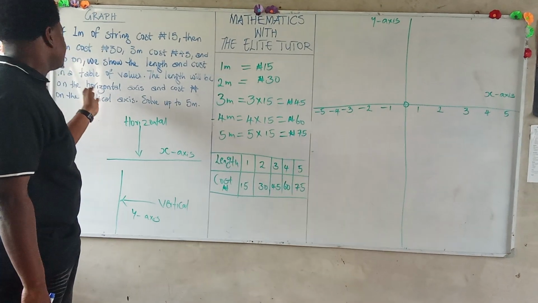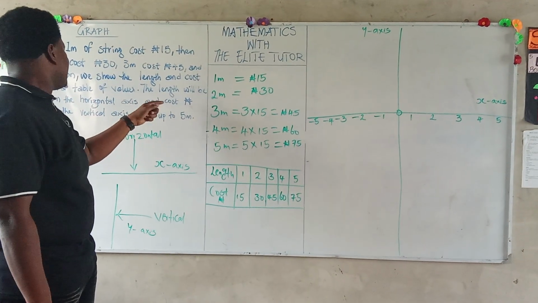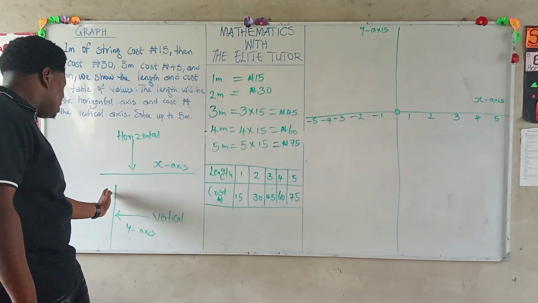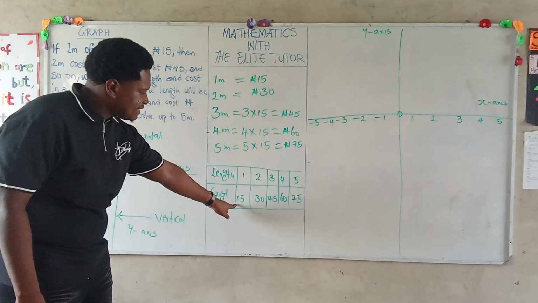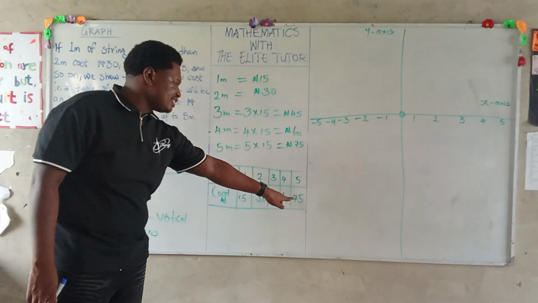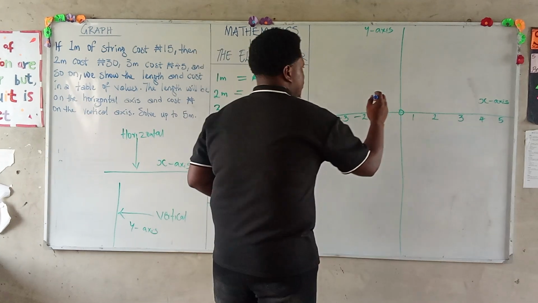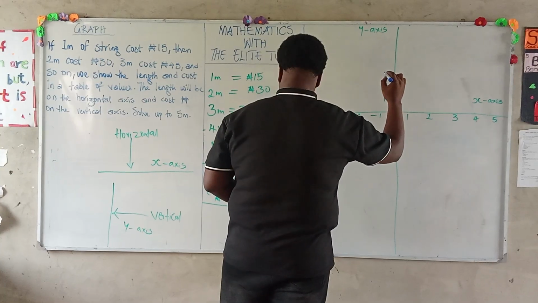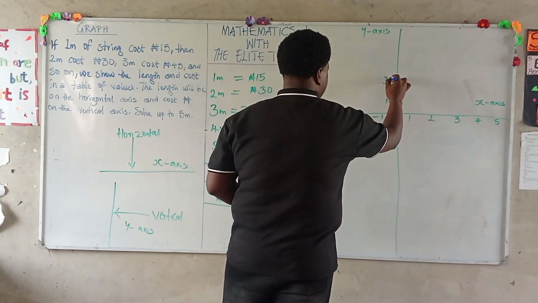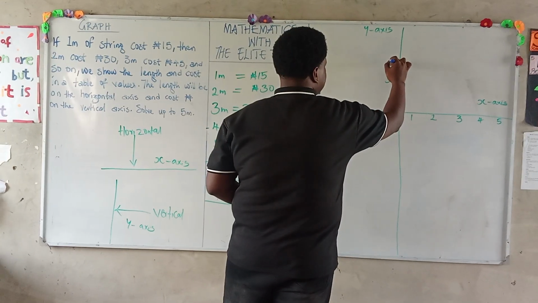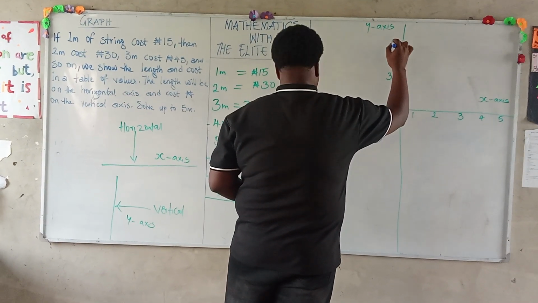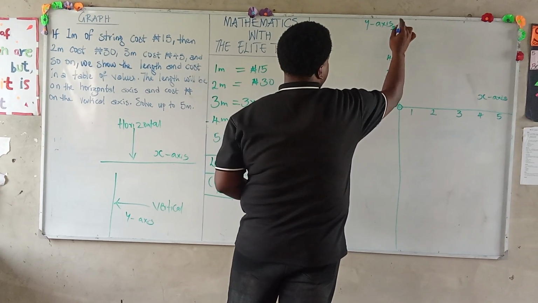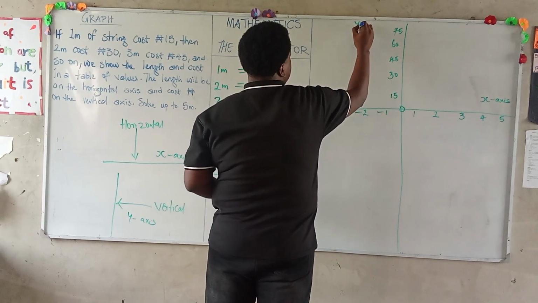And also the question said on the horizontal axis, and the cost will be on the vertical axis, which is our y-axis. So we have 15, 30, 45, 60, 75. I'm going to have the upper part as my positive values. So I have here 15, I have here 30, I have here 45, I have here 60, and finally 75.